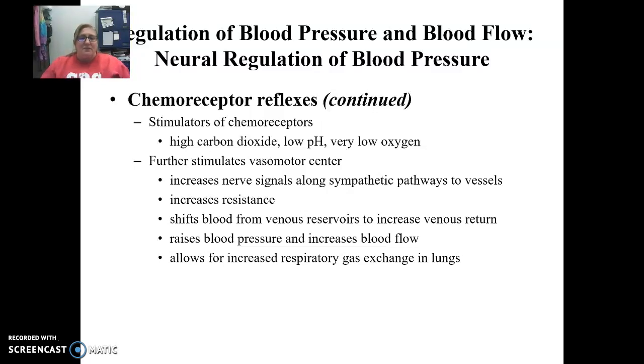And their function is to maintain blood pH. And do you remember what blood pH is? Where the blood pH range is? I'm going to let you think about that, and if you can't figure it out, look back in chapter 18, it'll tell you. Okay?